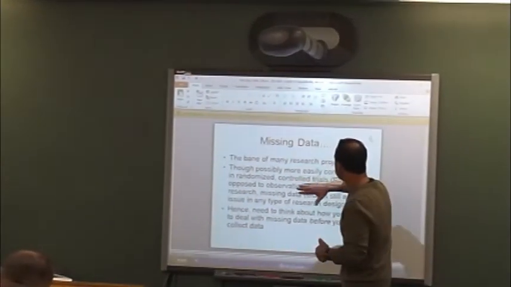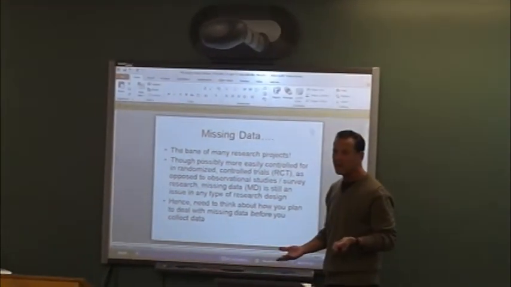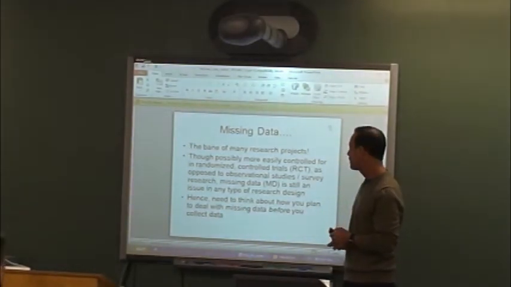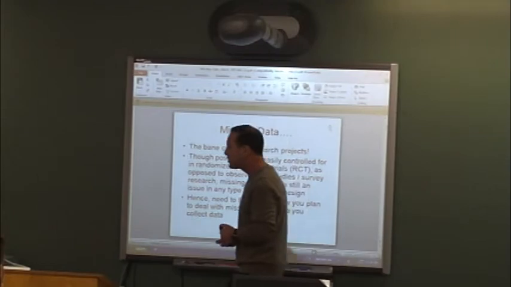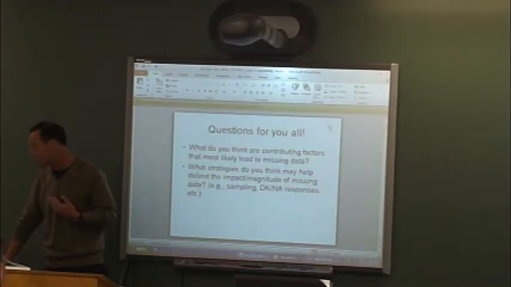Though it's more easily controlled for in controlled trials, it still can happen in experiments, especially with observational research, surveys, etc. Hence, you need to think about how you plan to deal with missing data before you collect data. It's like with power analysis. You think about it before you start your study.